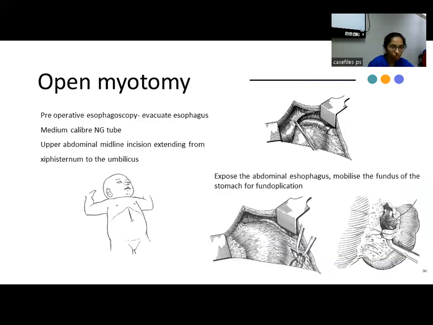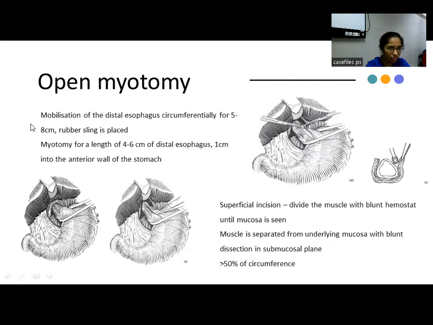Coming to the surgical procedure, in patients with open myotomy, preoperative esophagoscopy is performed by some surgeons to evacuate the esophagus, and we have to place a medium caliber stiff NG tube in the esophagus. After that, an upper abdominal midline incision is given, extending from the xiphisternum till the umbilicus, and we expose the upper abdominal esophagus. The fundus of the stomach has to be mobilized to ensure the appropriate fundoplication. After that, the mobilization of the distal end of the esophagus has to be ensured circumferentially, for at least up to 5 to 8 centimeter into the mediastinum.